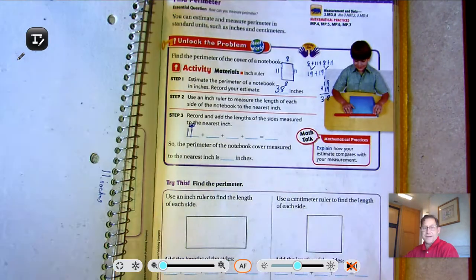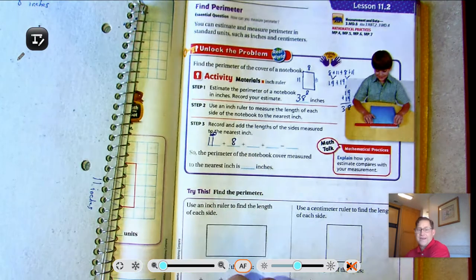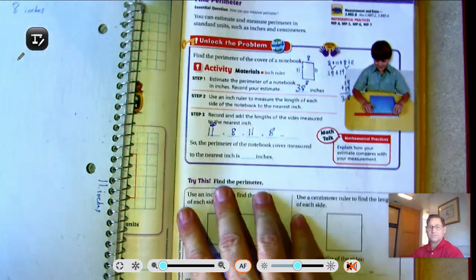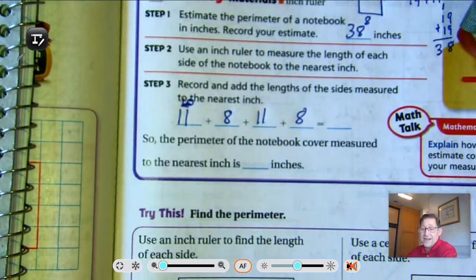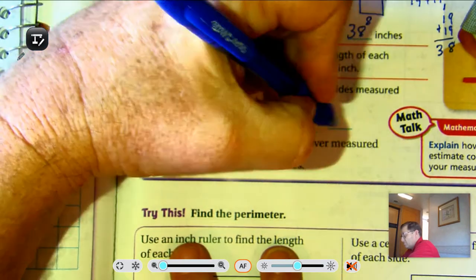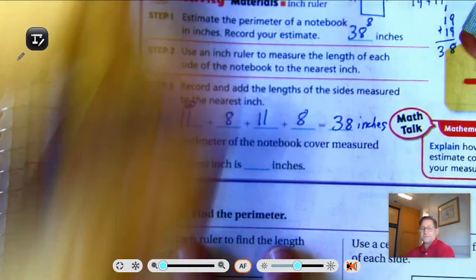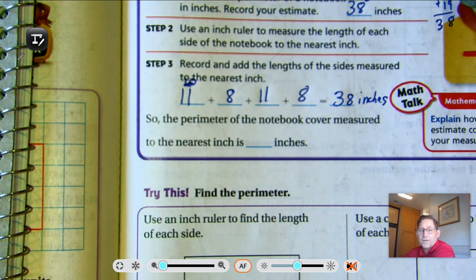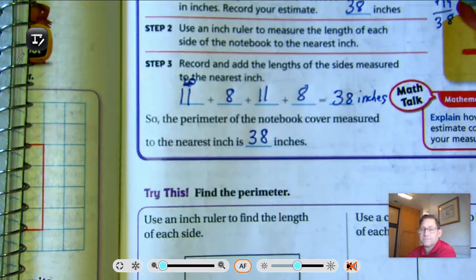All right, so now let's write in our numbers. We had a length of 11 and a width of 8. So those were my guesses, right? I said I thought it would be 8.5 by 11. So mine does come out to 38 inches. So the perimeter of the notebook cover measured to the nearest inch is 38 inches.